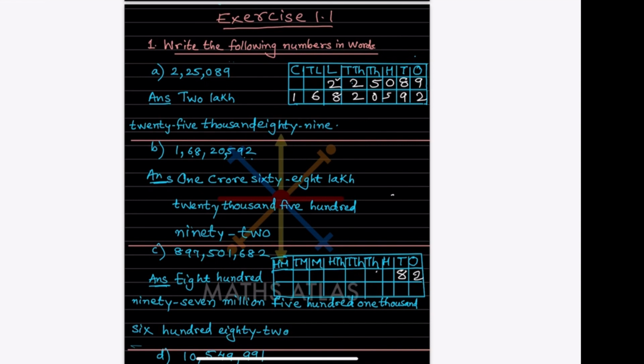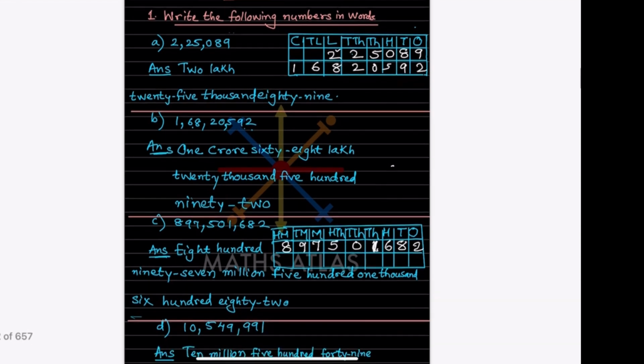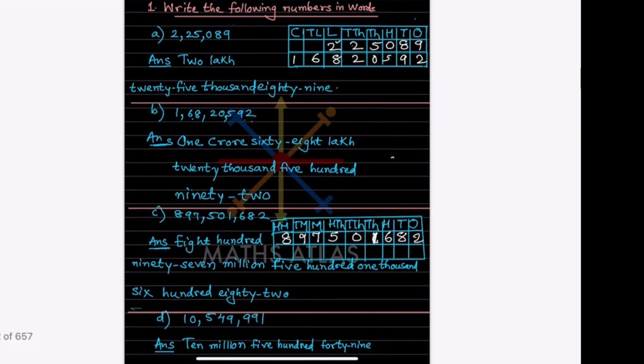8, 6, then here is 1, 0, 5, 7, 9, and this is 8. So what does this say? This says that, now let us look at the millions. So these are here all 3 millions, isn't it? 897. So what are we going to write here?